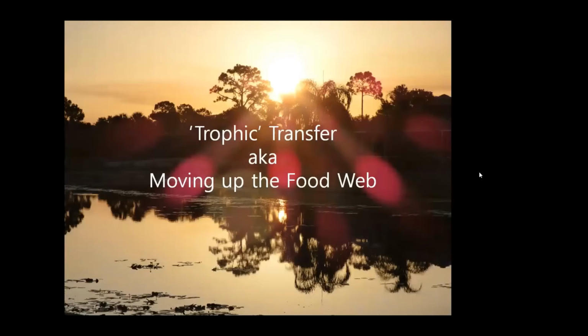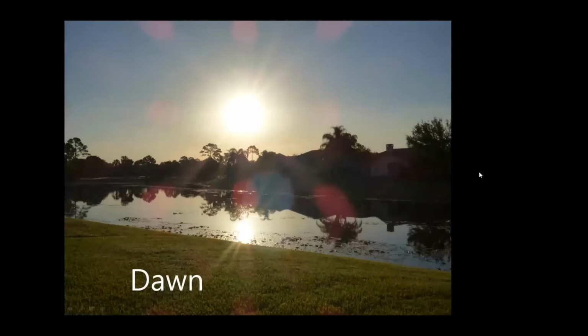Trophic transfer. Trophic is a Greek word. You could translate it as nourishment, food, energy. It is essentially that everything is moving up the food web from the simplest life forms up to the apex predators. And we're going to follow that food web, not in a linear fashion, but you'll be able to follow it.